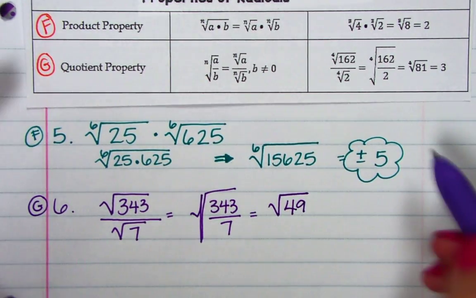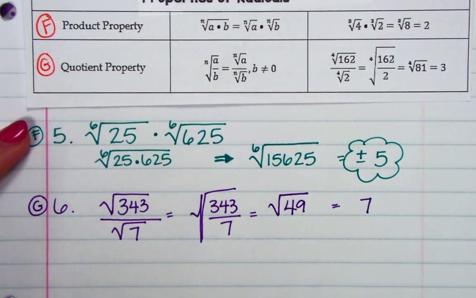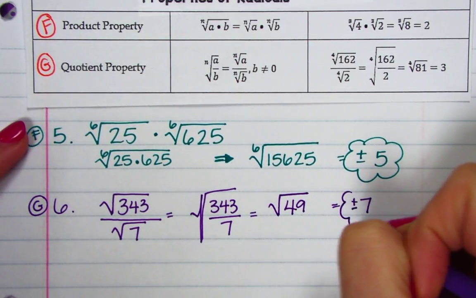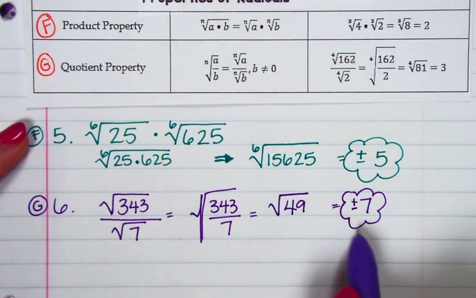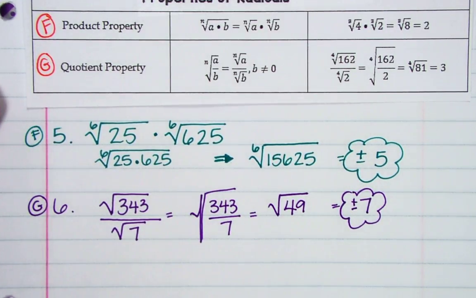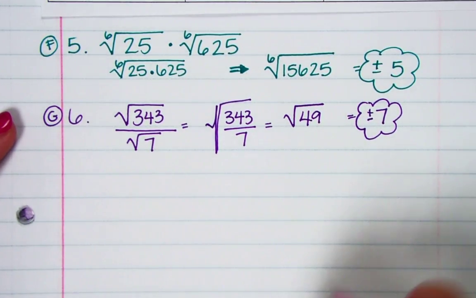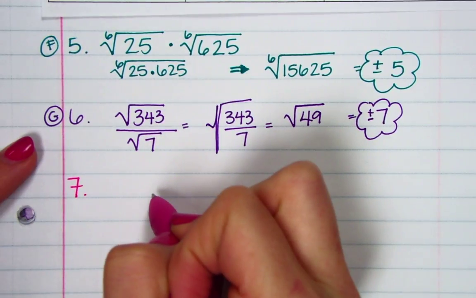What is the square root of 49? 7. 7. Positive and negative 7. Yes, good. Because square root is two things, right? Even though there's no real 2 there, we don't have to write it in. Positive and negative 7. Even n gives you a positive or negative answer. Good.